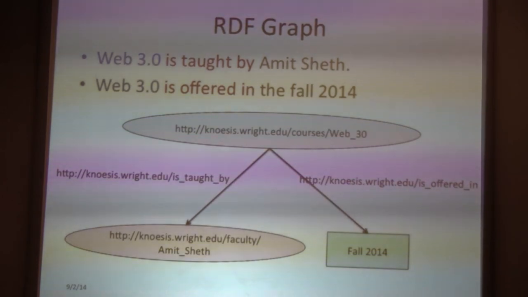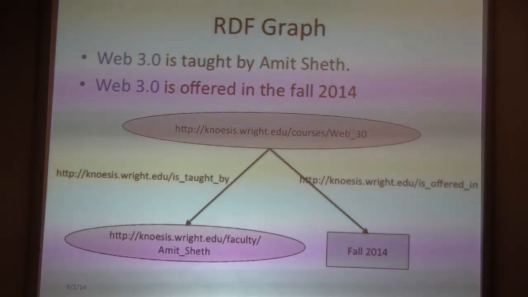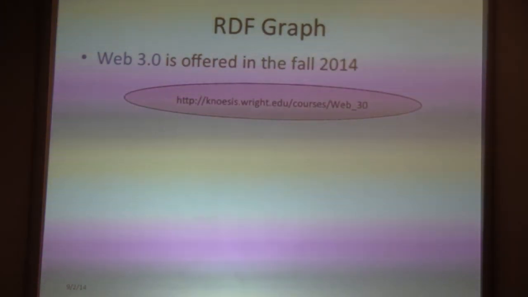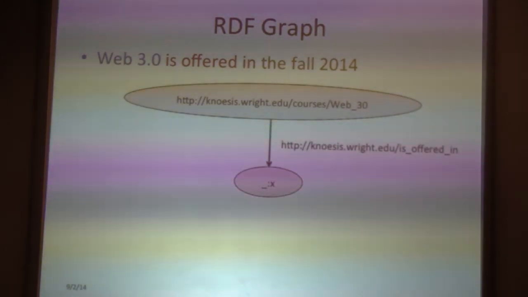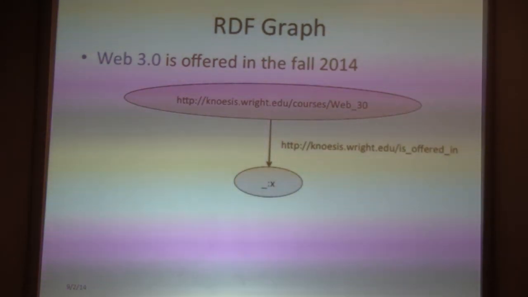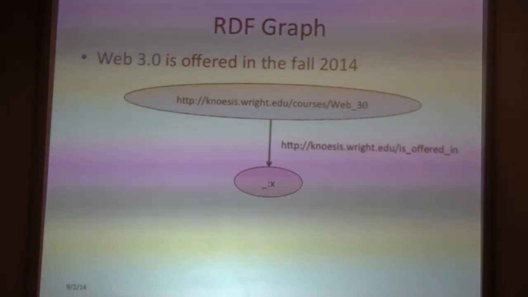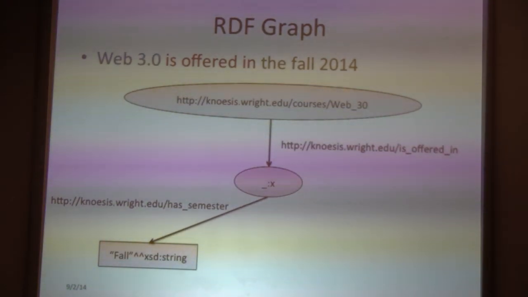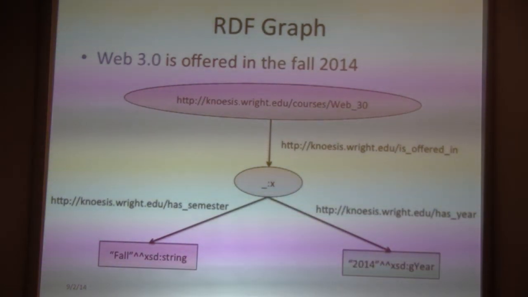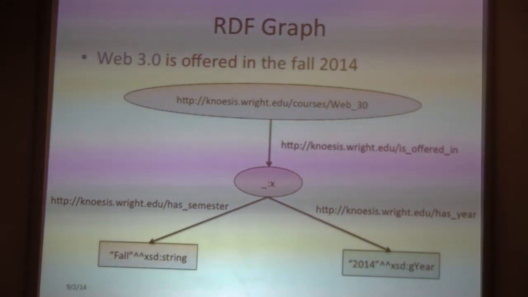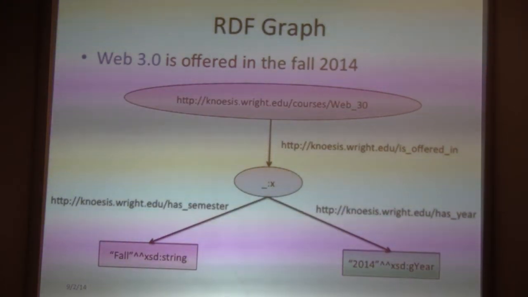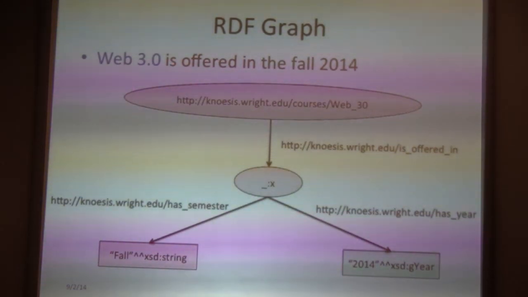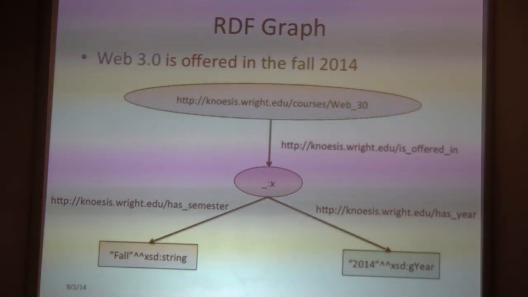So in order to encode that relationship into RDF triples, we use the blank node here. Let's say the web trio is the subject, and then we use the blank node saying something. We say that this course is offering something, and this thing has semester fall and year 2014. By this we split the tokens of fall 2014 into two different entities.